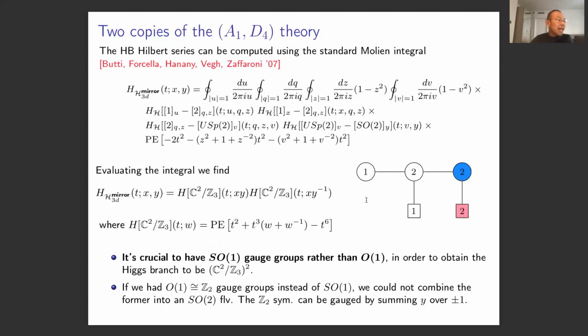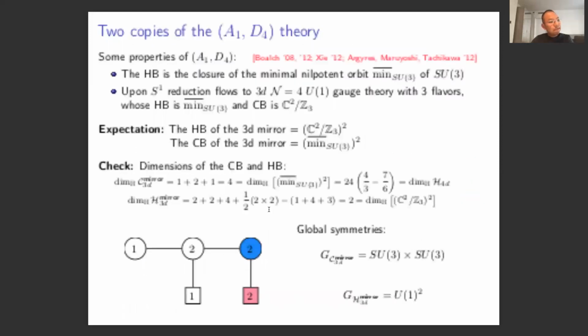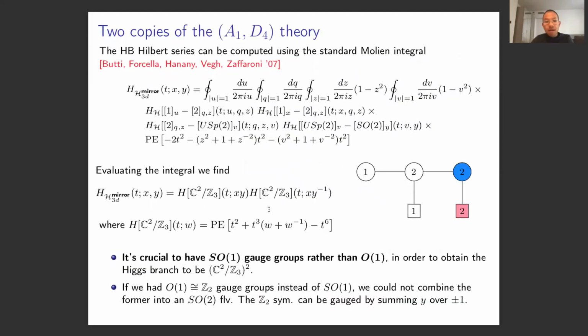And indeed, from the Higgs branch computation, you can even nail down that the gauge group that we propose should be SO1 rather than O1. Because if you have an O1, you have to gauge further this fugacity Y. You have to sum over it with plus minus 1. Then you wouldn't get the answer that you expect. So we propose that the gauge symmetry here has to be SO1, and we propose that it should be SO for every theory. Okay, so this is example number 1.